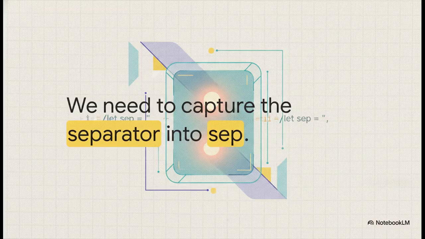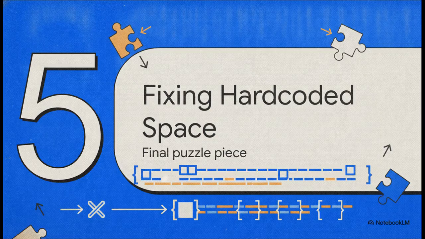Now that the parser isn't destroying the input, our data actually survives. The next logical step in the Haskell code is to explicitly capture that surviving separator into a variable, which Ang aptly named sep. By binding the matched string directly to sep, the program securely stores our previously missing full-width colon right there in memory. Now for Section 5, fixing the hard-coded space.